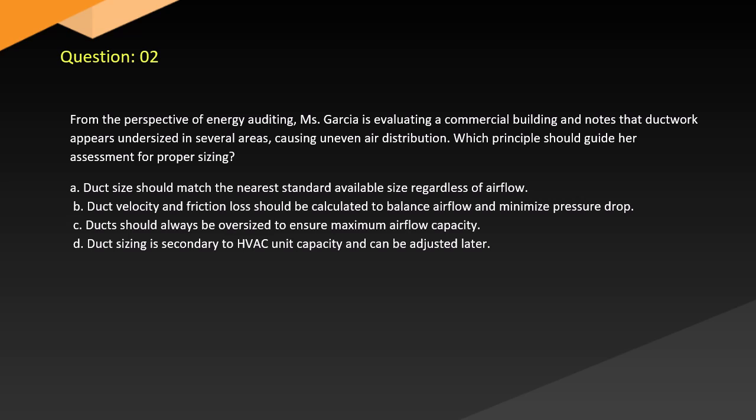A. Duct size should match the nearest standard available size regardless of airflow. B. Duct velocity and friction loss should be calculated to balance airflow and minimize pressure drop. C. Duct should always be oversized to ensure maximum airflow capacity. D. Duct sizing is secondary to HVAC unit capacity and can be adjusted later.